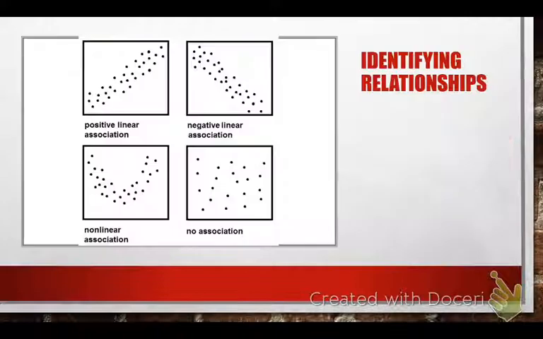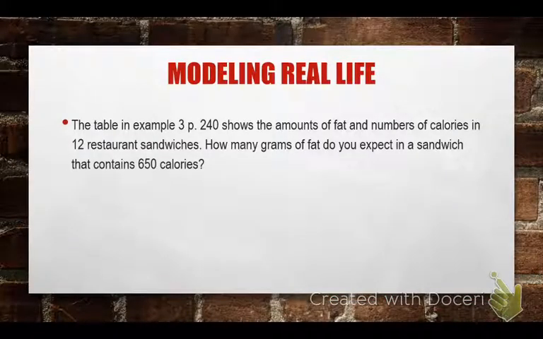All right, page 240. Turn in your books to page 240. Okay, look at the table on the left side underneath example 3. What are my two categories on the table? Fat in grams and calories. Let's read the problem to see what it's talking about. The table shows the amount of fat and number of calories in 12 restaurant sandwiches. Okay? So how many grams of fat and how many calories are in each sandwich? That's 12 sandwiches represented. All right?